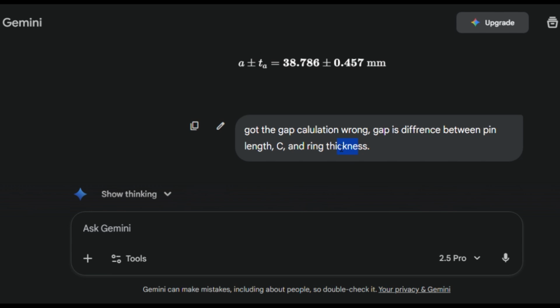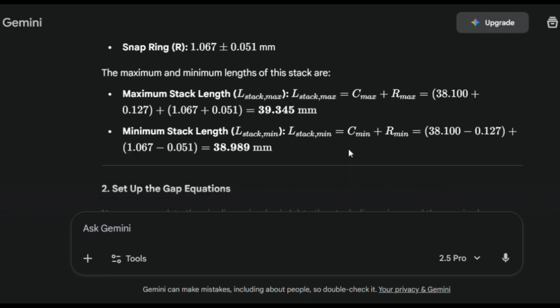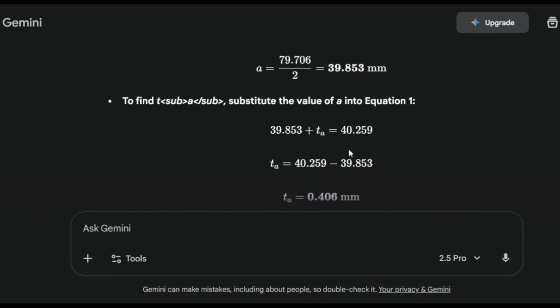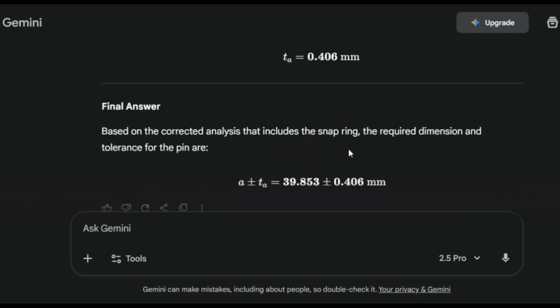Let's ask for correction here. Okay, now it gets the right answer. That's cool. That was interesting.